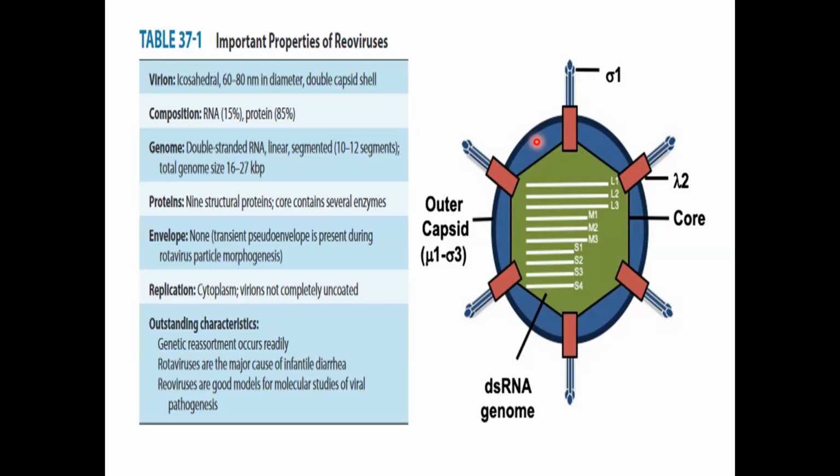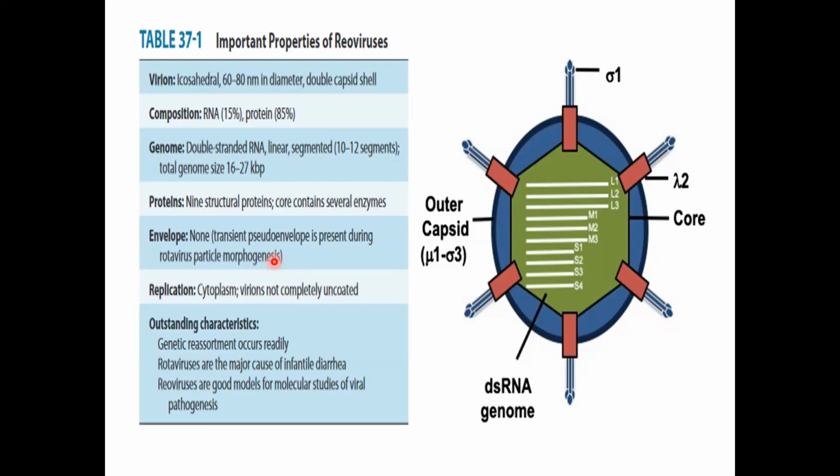There are nine structural proteins. The core, the middle part, contains several enzymes necessary for your viral replication. Your reoviruses are non-enveloped, but there is a transient pseudo-envelope present during rotavirus particle morphogenesis. During the immature production of the virus there is an envelope, but once they mature, they no longer contain the envelope.